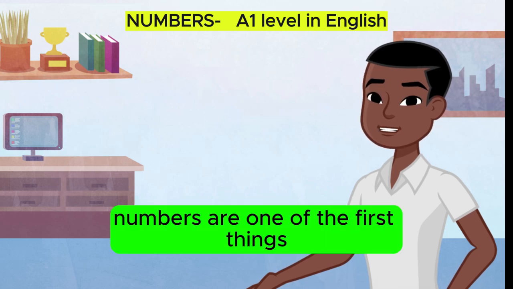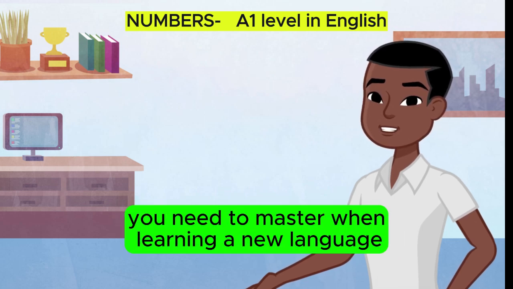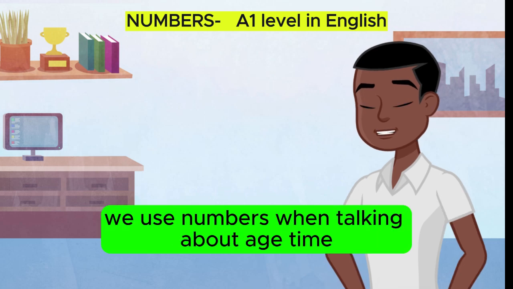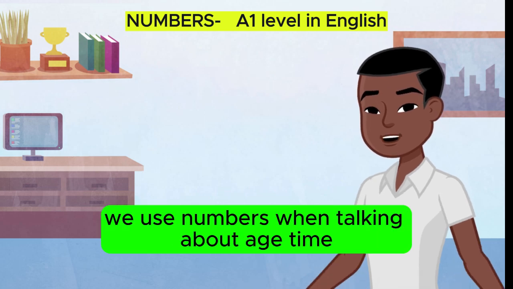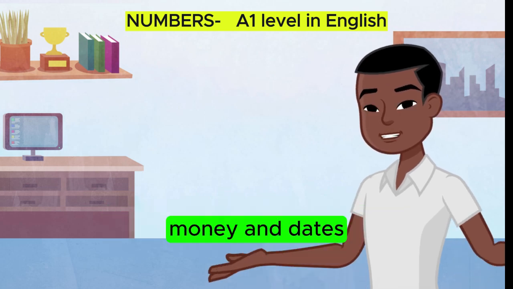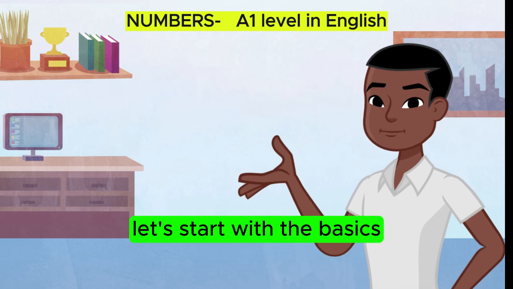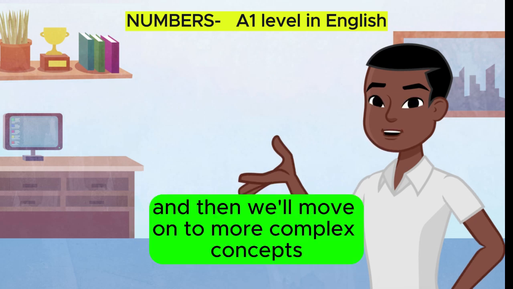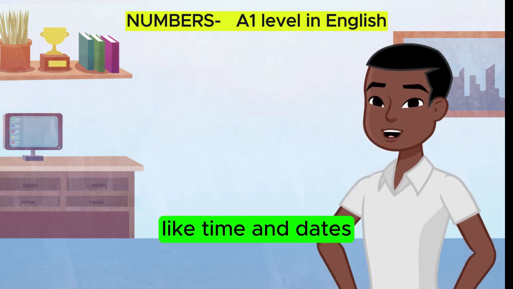Numbers are one of the first things you need to master when learning a new language because they're everywhere. We use numbers when talking about age, time, money, and dates. Let's start with the basics, and then we'll move on to more complex concepts like time and dates.